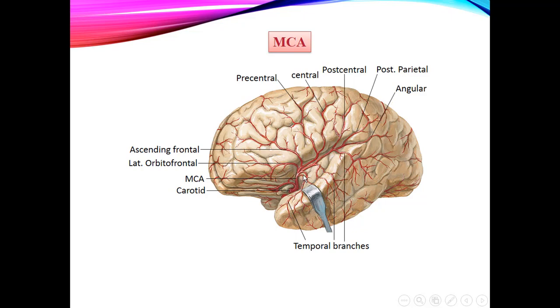This artery, the MCA, supplies several functional areas. For example, as you see, it supplies the transverse temporal gyrus, and in this gyrus we've got the auditory area. So occlusion or obstruction of the MCA may result in problems in hearing, okay, because the auditory area is damaged.